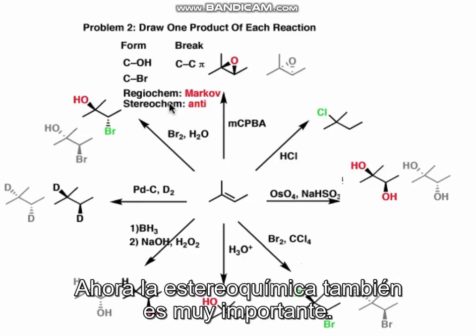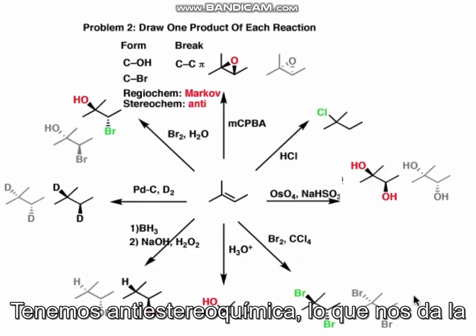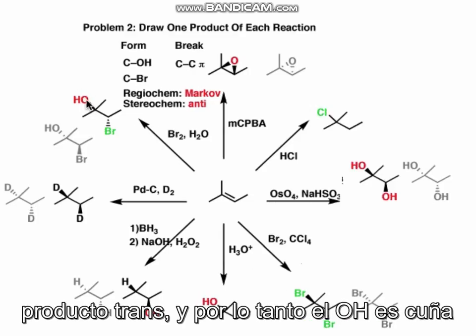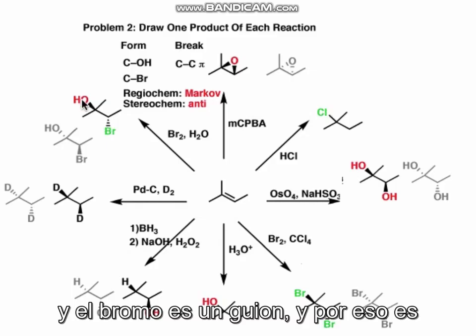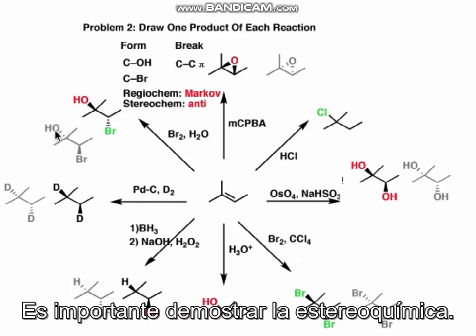Now, the stereochemistry is also very important. Just like in this previous example with bromine, we have anti stereochemistry, which gives us the trans product. And so the OH is a wedge and bromine is a dash, and it's important to show that stereochemistry.